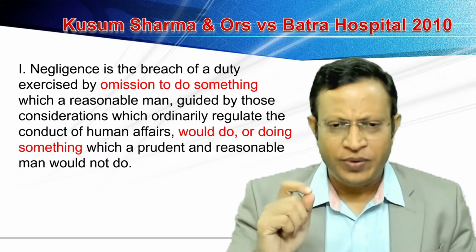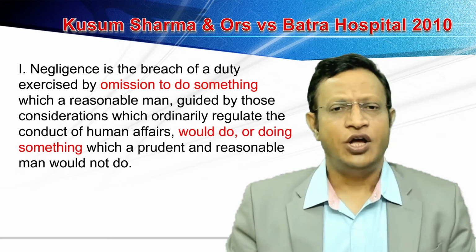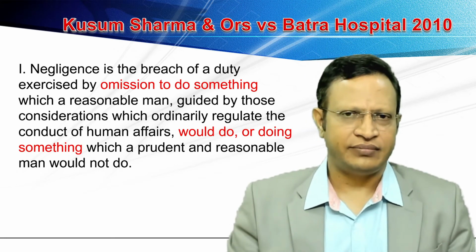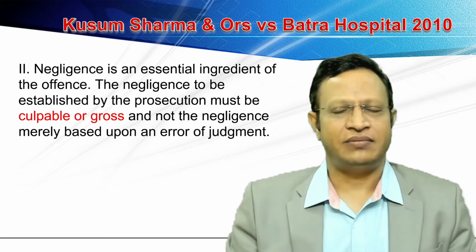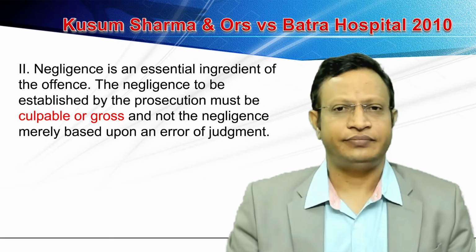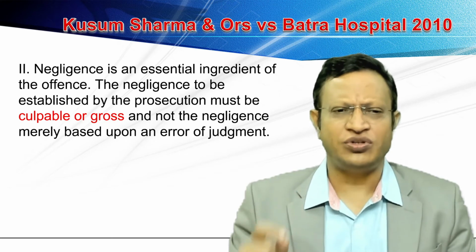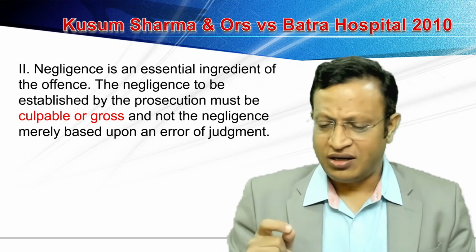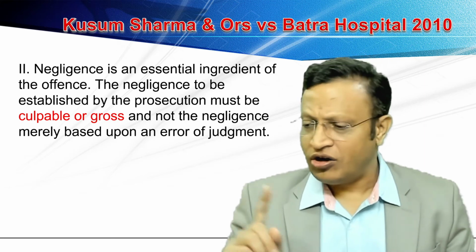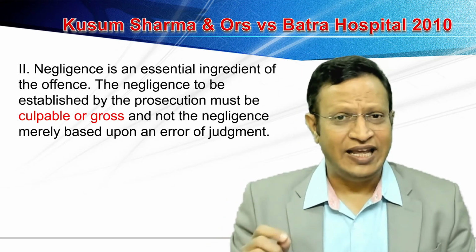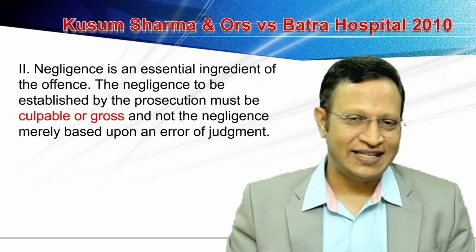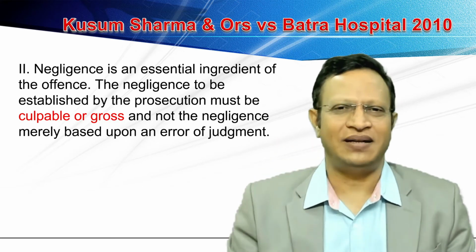In this, the Supreme Court clearly said that if it is an act of omission or commission which a reasonable person in that profession would not do, then only the essence of medical negligence comes into play. That is the first principle. The second principle: negligence is an essential ingredient of the offense, especially with regard to criminal responsibility. The negligence to be established for a prosecution must be culpable or gross, not merely based upon error of judgment. The doctor is a human, he can make errors. That cannot amount to negligence. And if you are alleging criminal negligence, it has to be gross, culpable negligence. Then only can a criminal case be put against the doctor. That is the second principle.